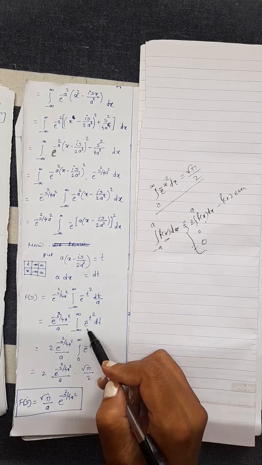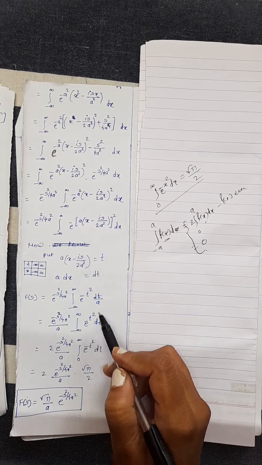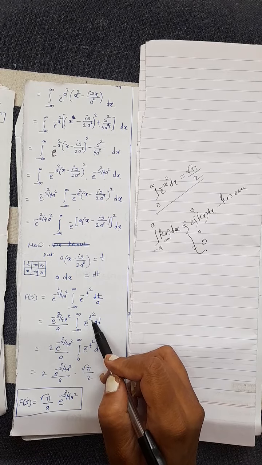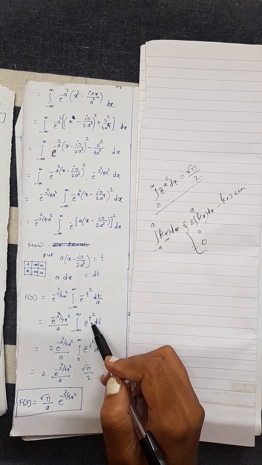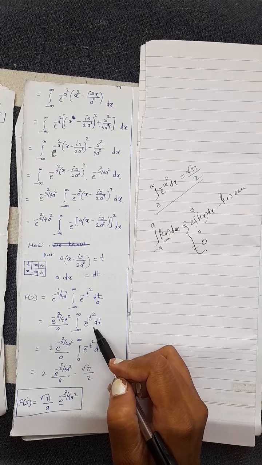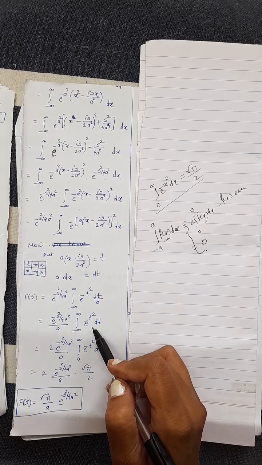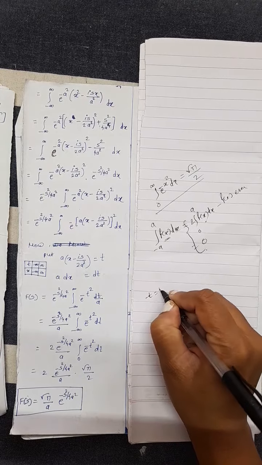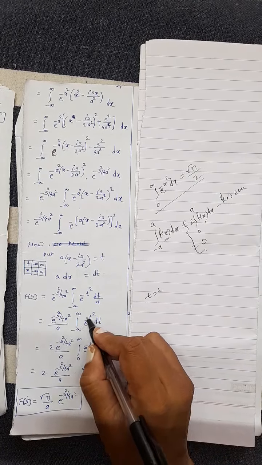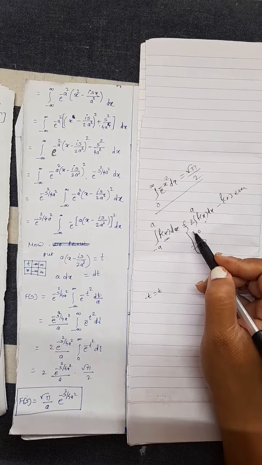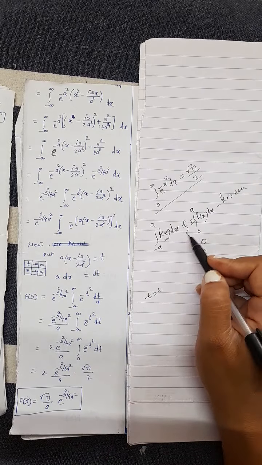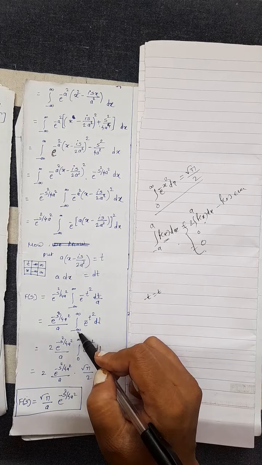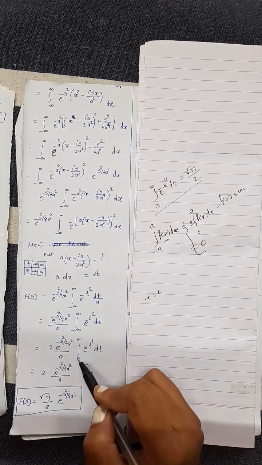What is this integration? e raised to minus t square is obviously an even function, because if you replace t by minus t here, minus t square becomes plus t square, and the integrand remains as it is. That's why it is an even function. Therefore, using this integration result, this becomes 0 to infinity. What is the middle point of minus infinity to infinity? It's 0.